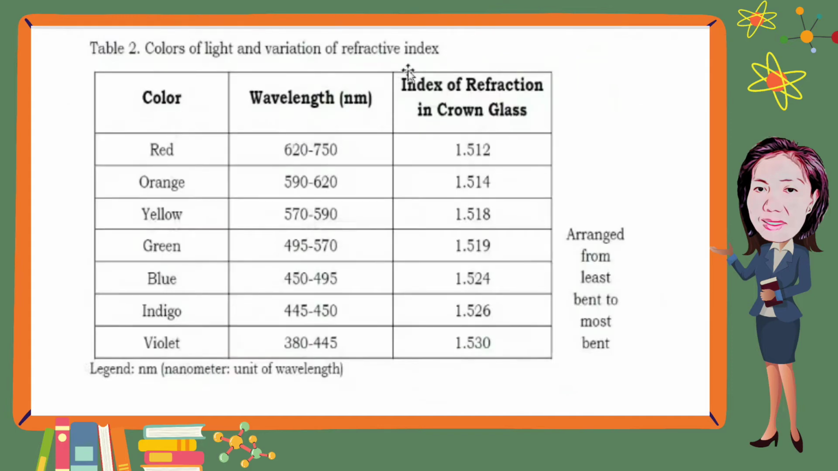Okay, so take note that the colors of light are arranged. So bakit nasa top ang red? This is because they are arranged according to the, so the arrangement is from least bent to most bent. So ang red, bakit nasa top siya? This is because red is the least bent.